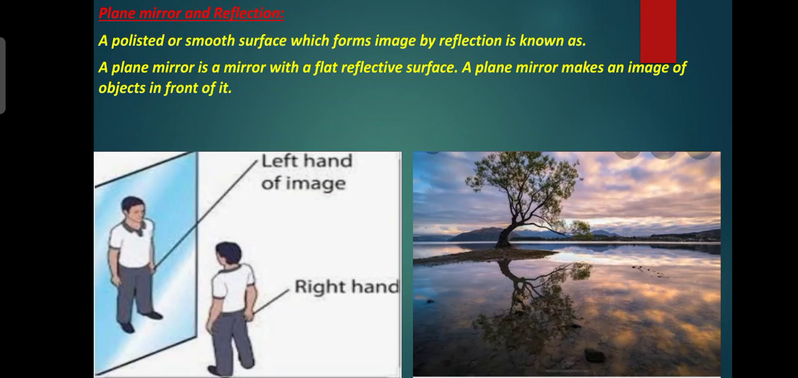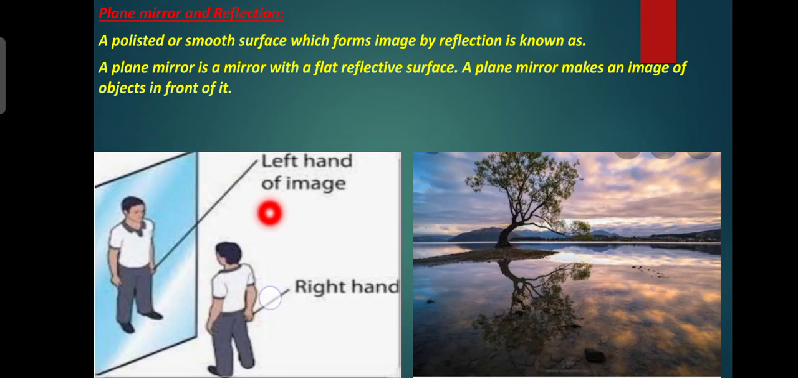Now move on. Plane mirror and reflection. A polished or smooth surface like glass which forms an image by reflection is known as a mirror. A plane mirror is a mirror with a flat reflective surface. A plane mirror makes an image of an object in front of it. The image is upright. The image and object are the same size.